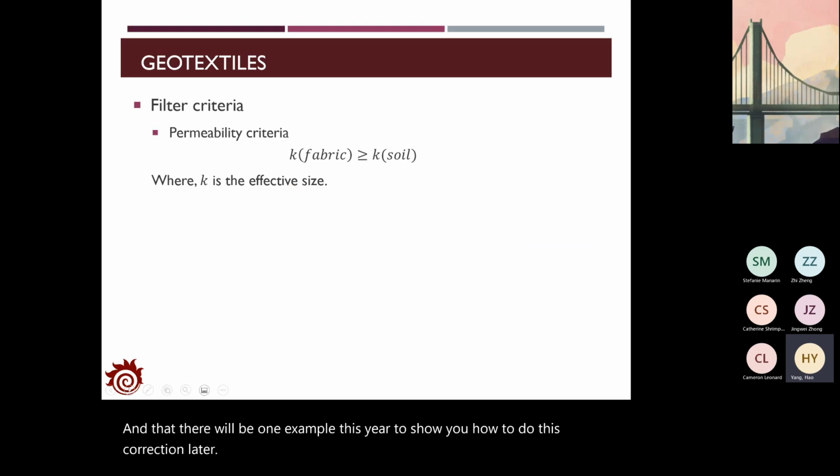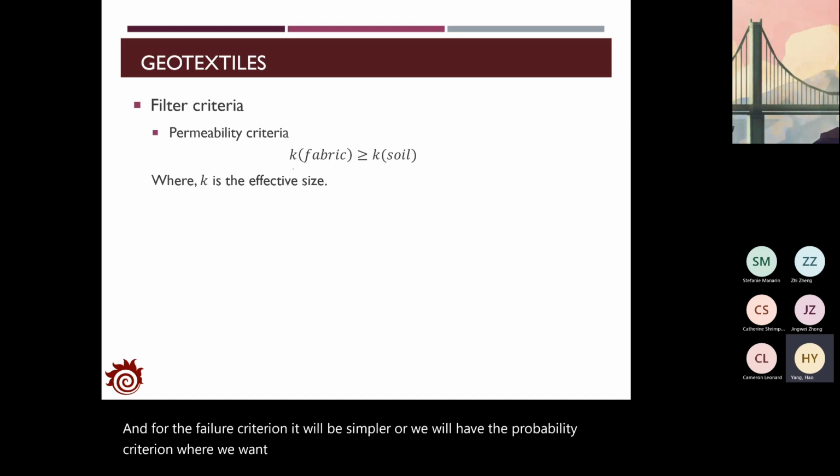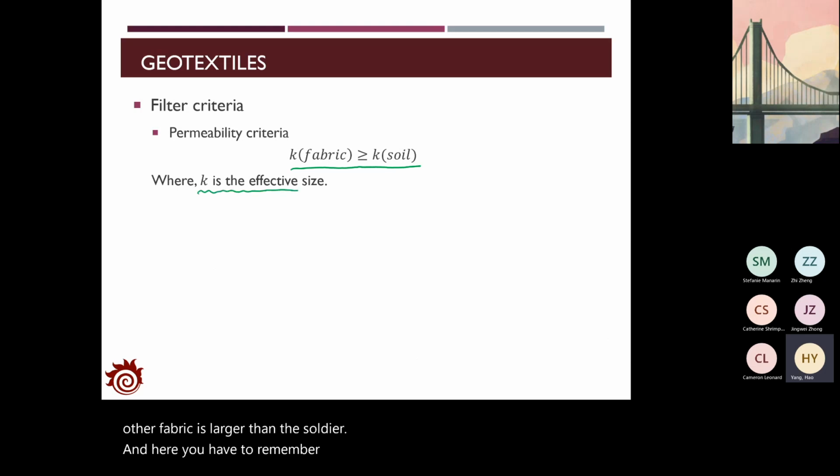And for the filter criterion, it will be simpler. We will have the permeability criterion, where we want to make sure that the effective size of the fabric is larger than that of the soil. And here you have to remember that K is defined as the effective size and not the permeability. So just two different definitions.